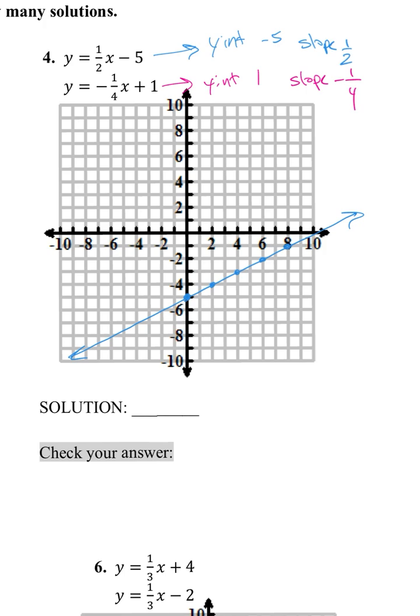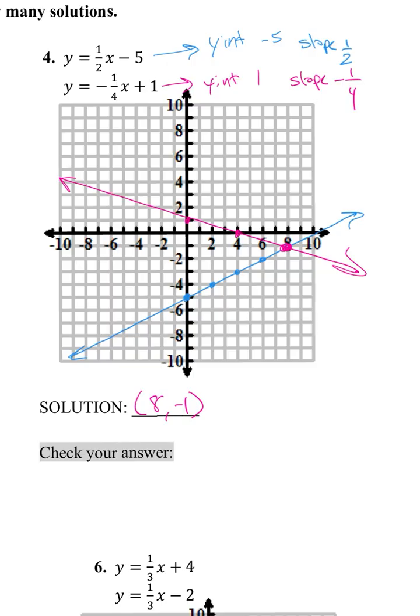Then let's plot points for the second line. My y-intercept is +1, so from the origin, I'm going to go up 1. And then my slope for this one is down 1 over 4. So down 1 over 4, down 1 over 4. Oh, look at that. Let's go ahead and connect those dots. So there's the second line, and it looks like it crosses at 8, -1. That might be a possible solution, but we're going to check our answer and verify with those coordinates.